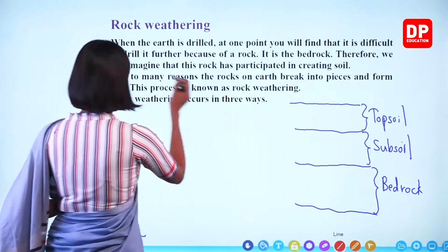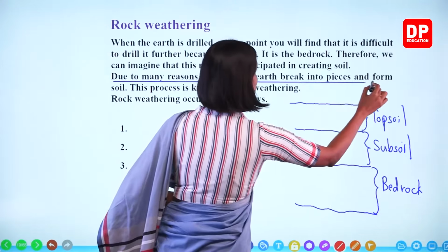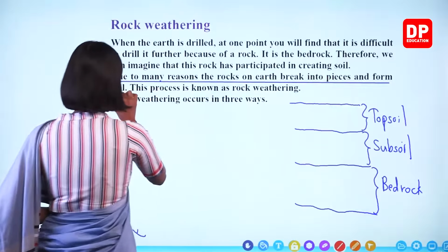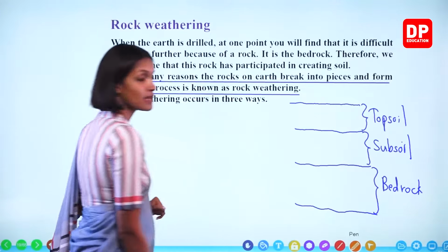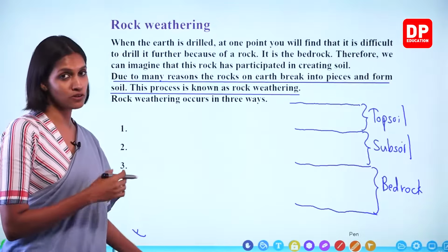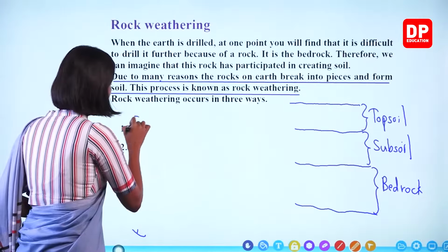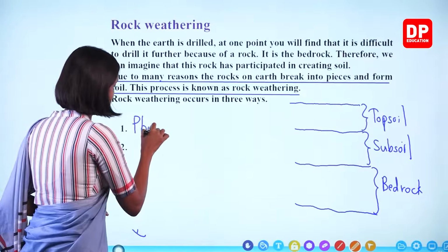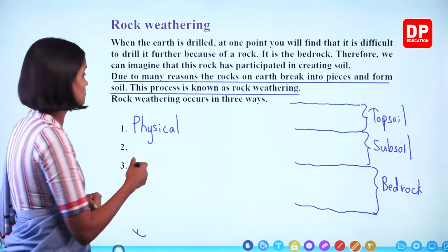So what is weathering of rocks? Due to many reasons, the rocks on earth break into pieces and form soil. This process is known as rock weathering. Right, children? Rock weathering occurs in three ways. We are going to learn about them separately. The first method is physical weathering. Physical weathering, another name is also given, mechanical weathering.